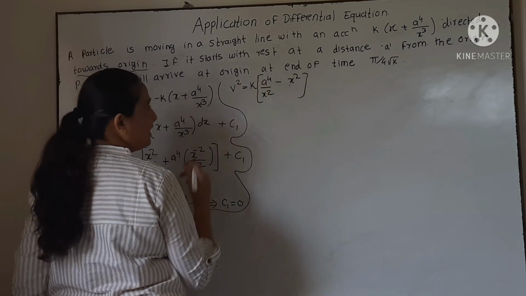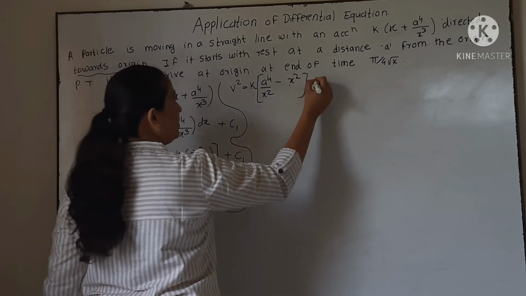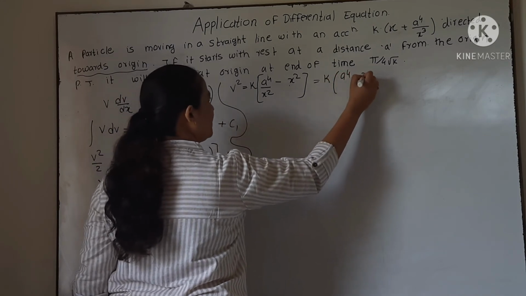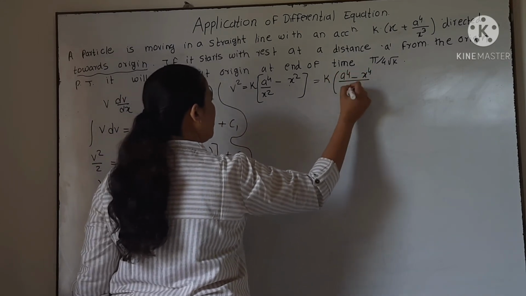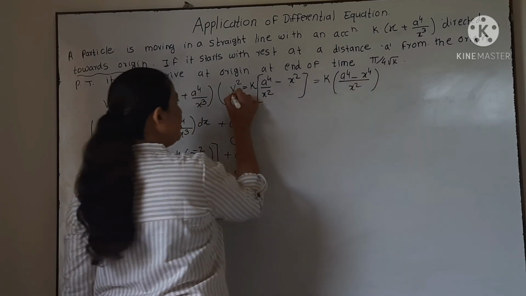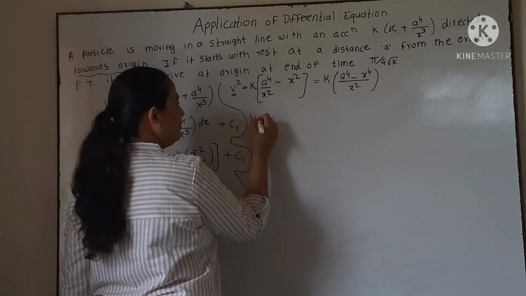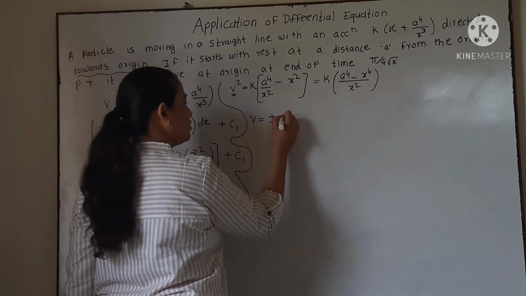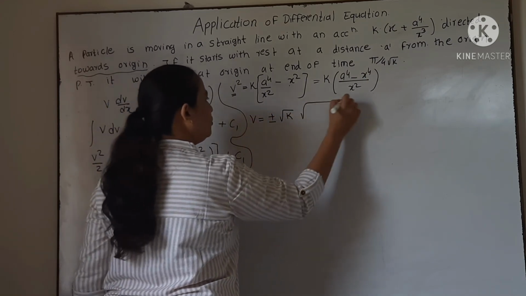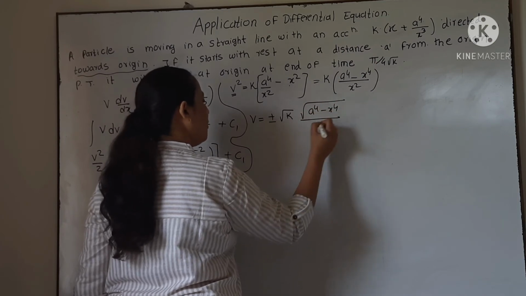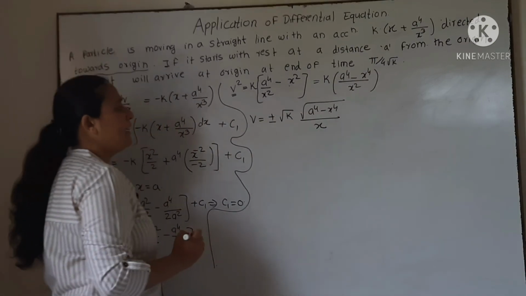We'll take LCM here. If I take LCM, it will be k in bracket a raised to 4 minus x raised to 4 upon x square. But this is the value of v square. If I take square root on both sides, you'll get v is equal to plus minus root k into root of a raised to 4 minus x raised to 4 upon root of x square, which is nothing but x.